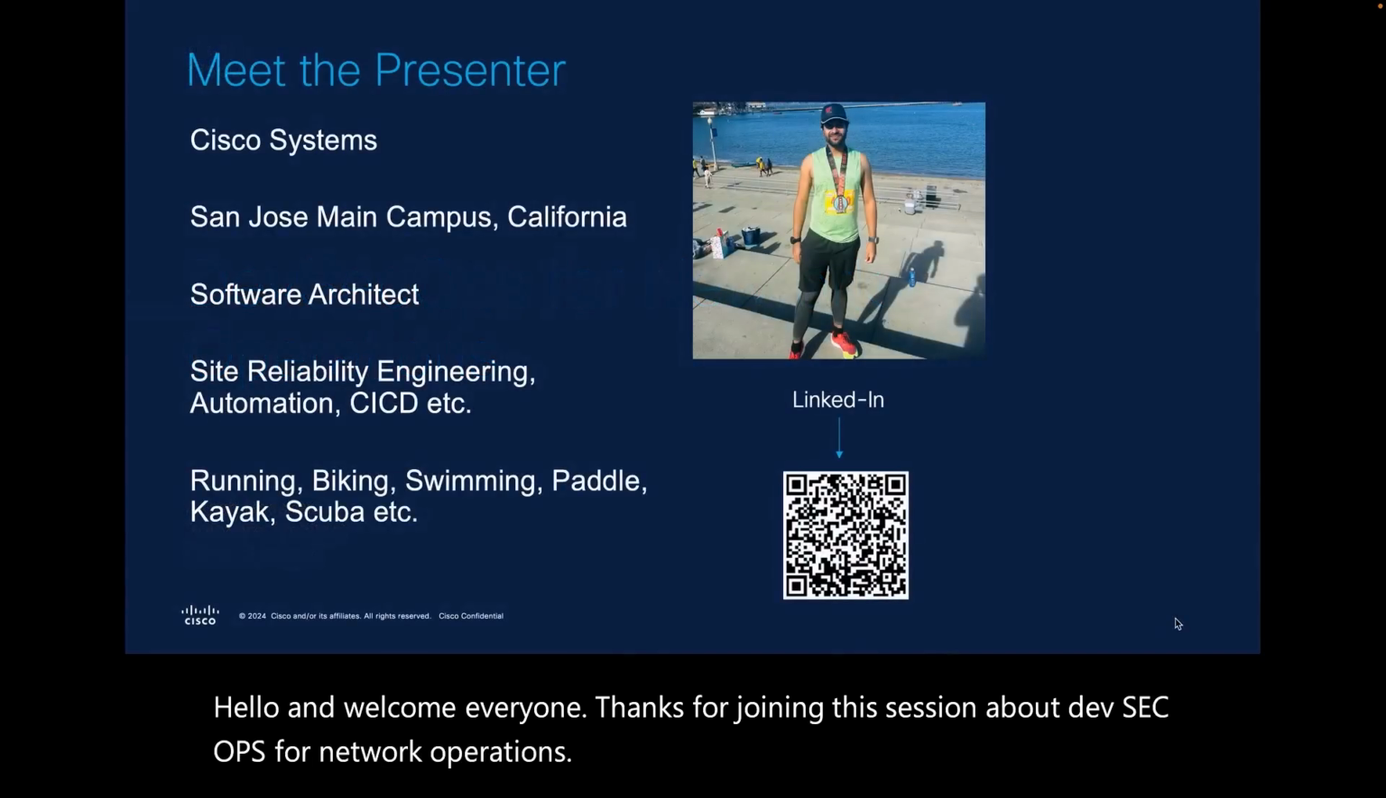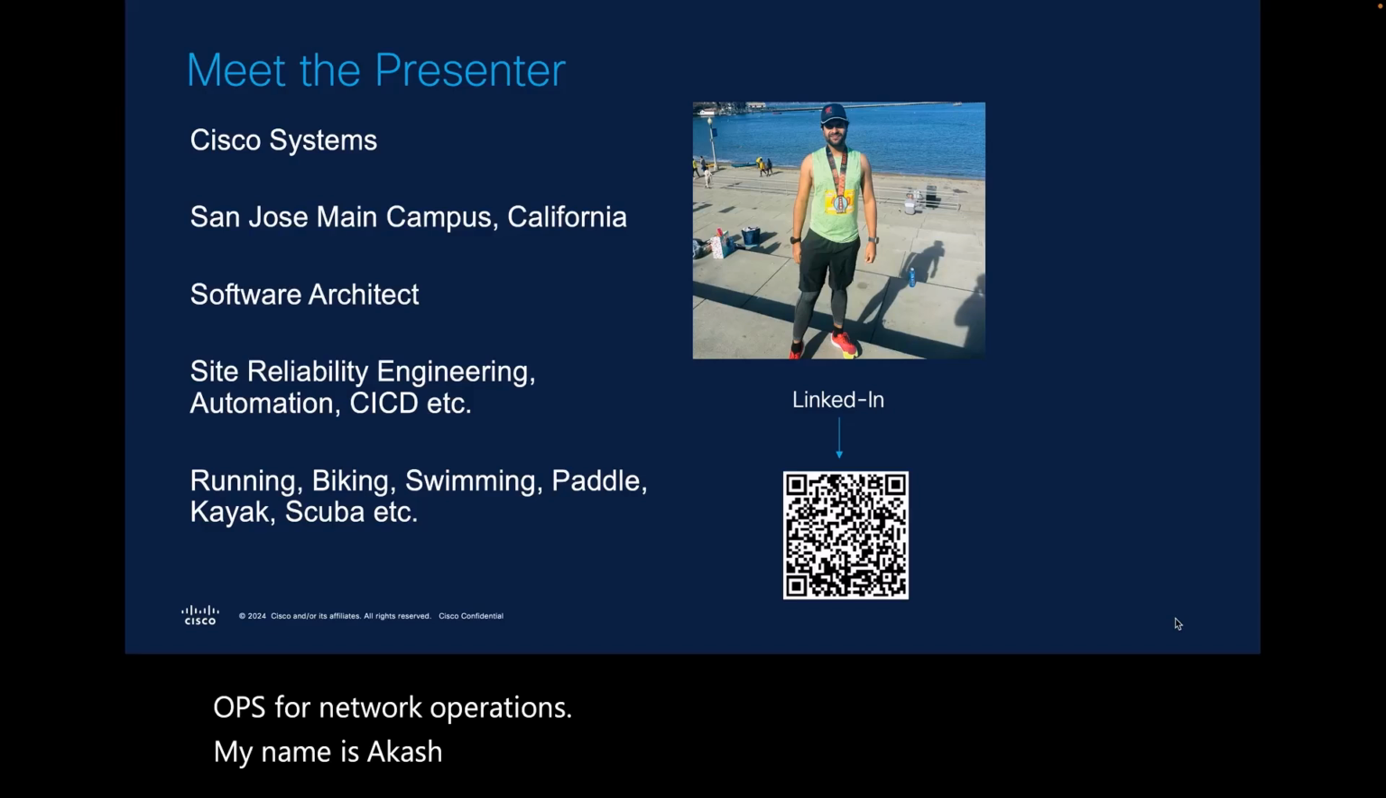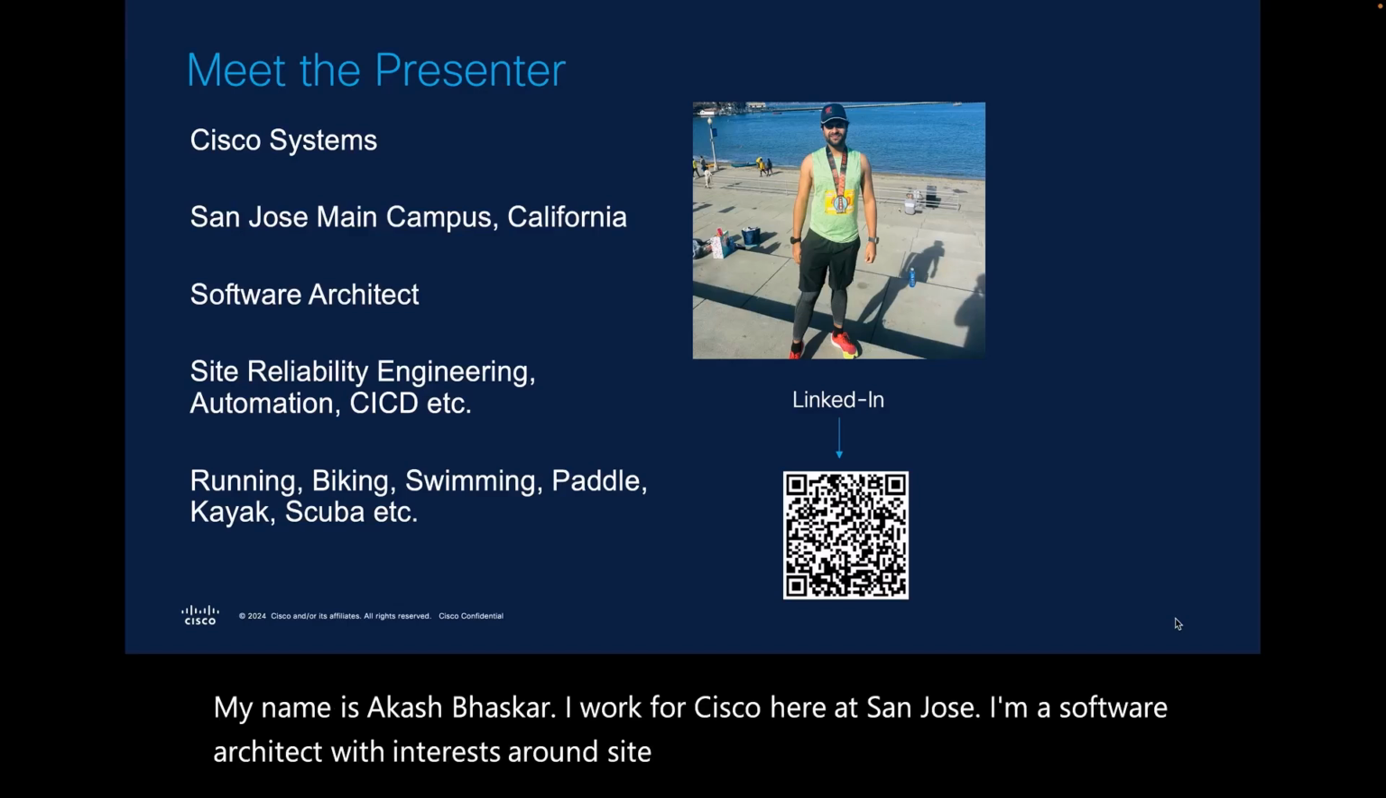My name is Akash Bhaskar. I work for Cisco here at San Jose. I am a software architect with interests around site reliability engineering, automation, and CI/CD.